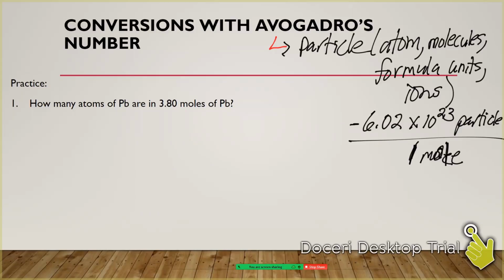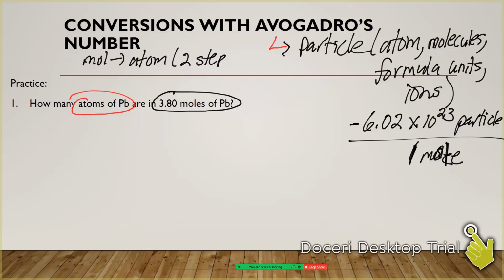All right, so let's just get started on this one. It says how many atoms of lead are in 3.80 moles of lead. So that is my given, and I want to get to atoms of lead. So this is a mole to atom, which is 2 steps or 2 boxes. And whether it's mole to atom or atom to mole, those are both going to be 2 boxes.